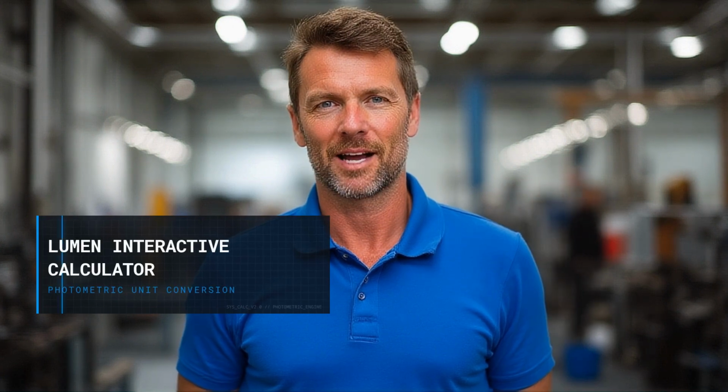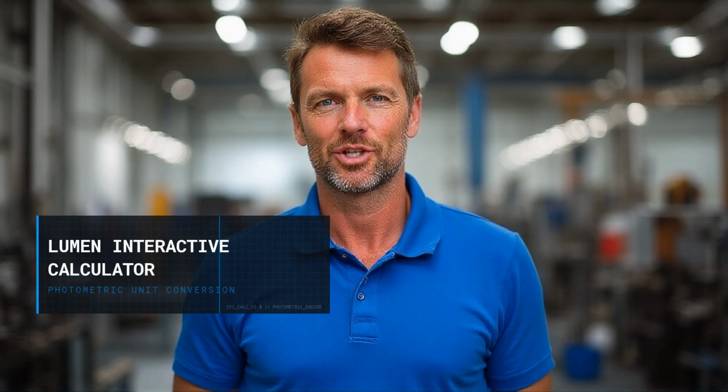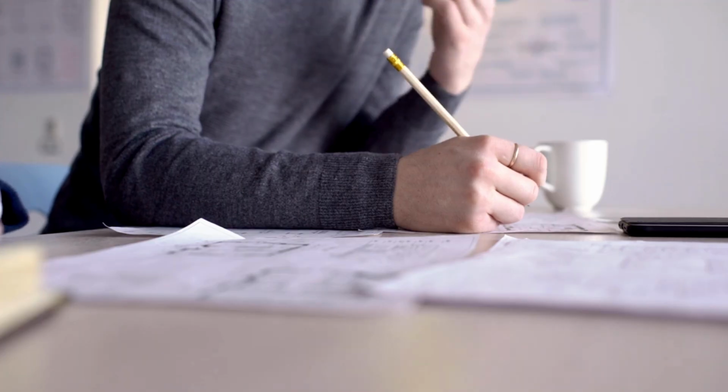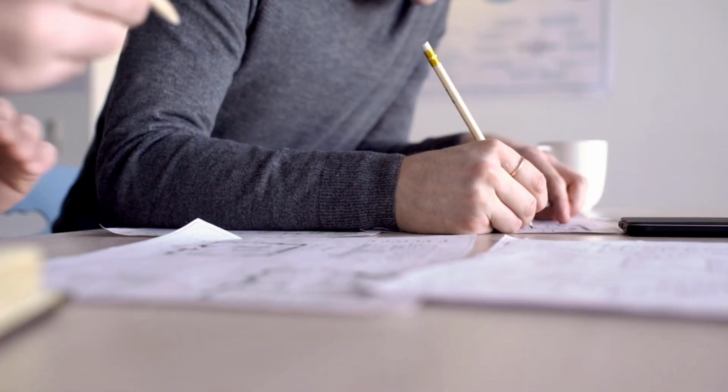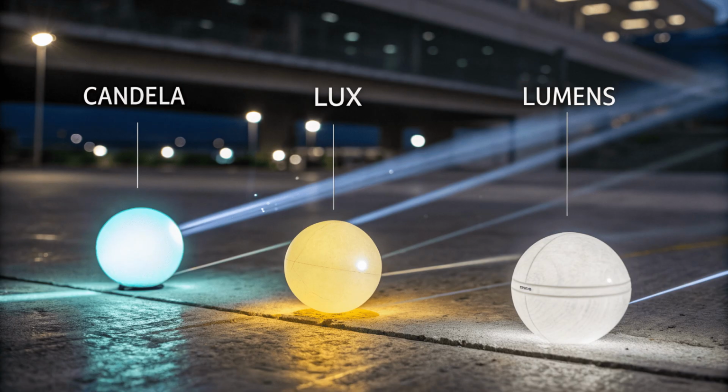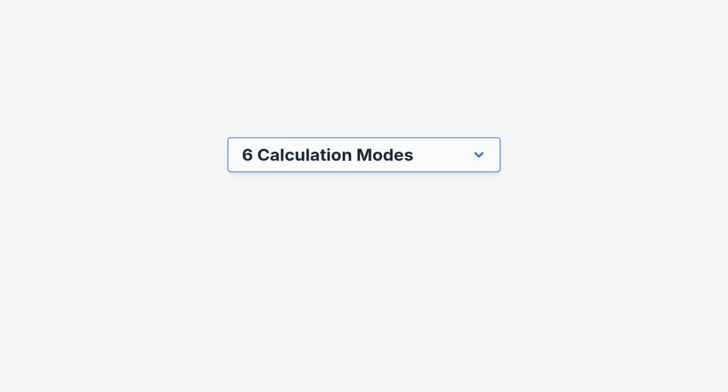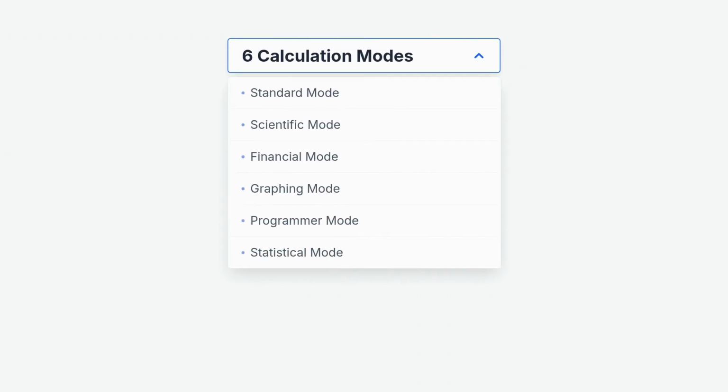This Lumen Interactive Calculator solves a fundamental lighting engineering challenge, converting between different photometric units. Whether you're designing architectural lighting systems, calibrating displays, or assessing photobiological safety, you need accurate conversions between illuminance, luminous flux, and luminous intensity. The calculator offers 6 calculation modes through a drop-down menu.